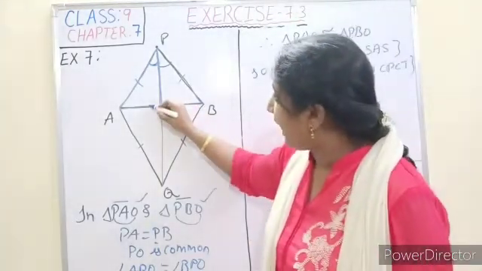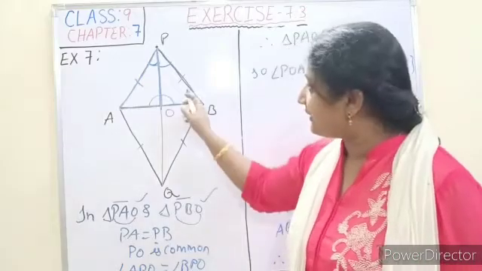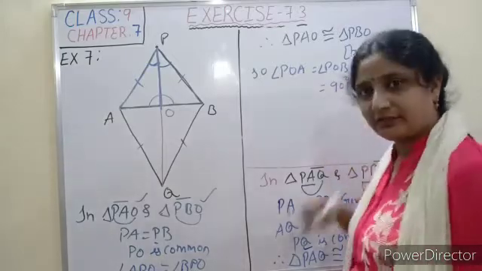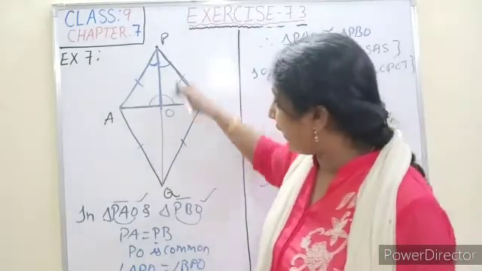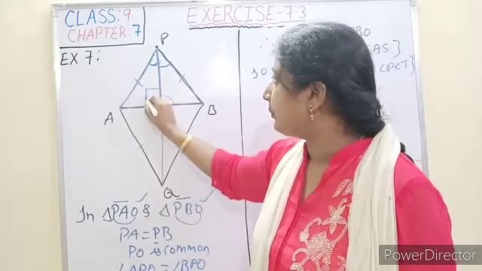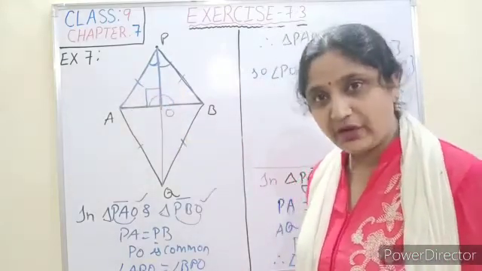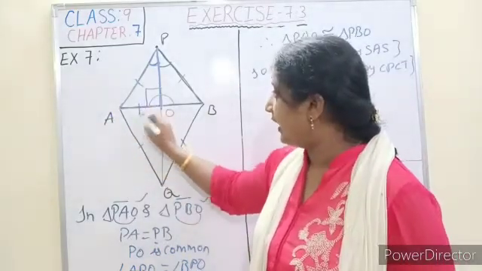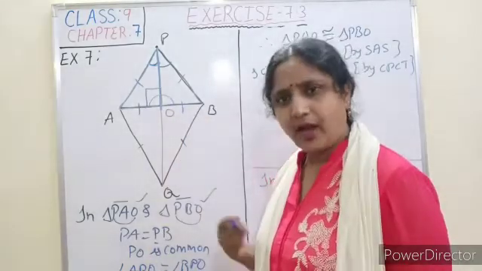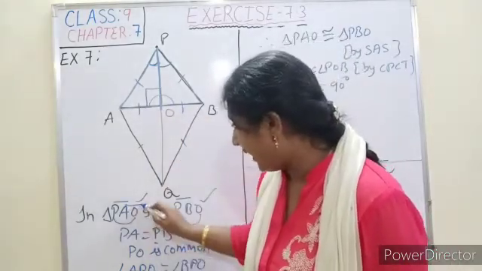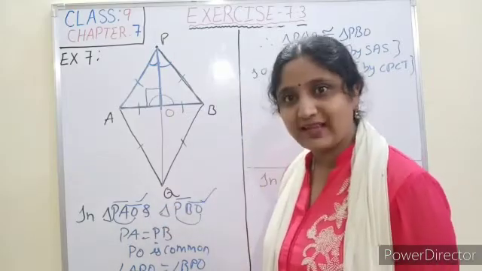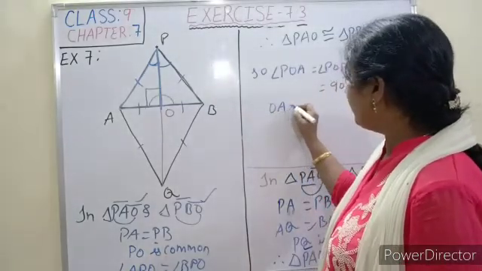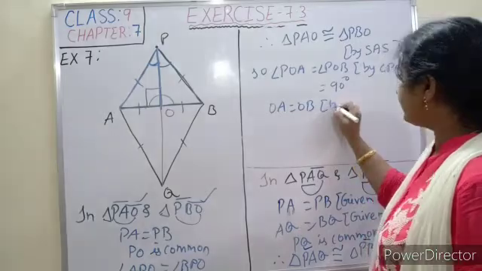This total angle is how much? 180 degrees. And these two angles are equal, which means each angle will equal 90 degrees only. So angle POA is 90 degrees. Perpendicular we got. Now what do we have to prove? Perpendicular bisector of the line segment AB. Bisector means this OA should equal OB. Now you see this AO and BO, corresponding sides. By CPCT, these two will also be equal. So OA equals OB by CPCT.